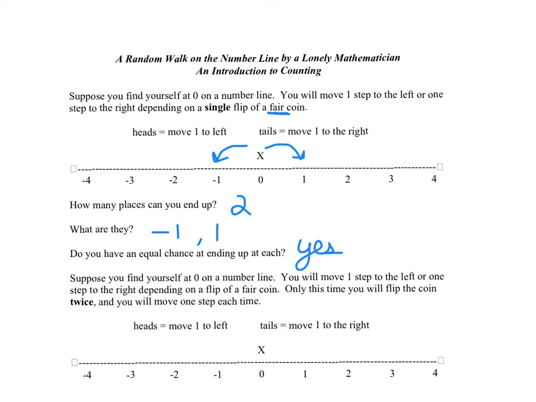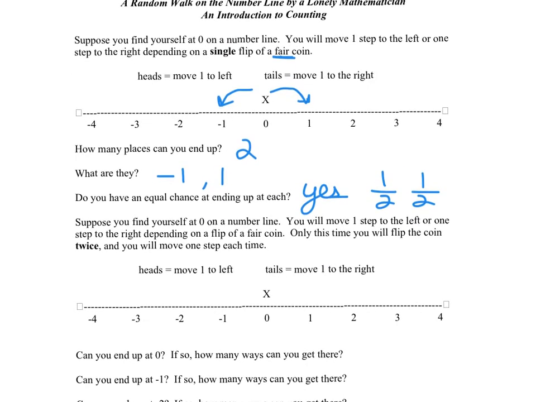It doesn't ask you here, but the probability of landing at -1 or 1 are both 1/2. There's only two options, and both are equally likely. So the probability of landing on -1 is 1/2, and the probability of landing on 1 is 1/2. All right, well, let's increase the complexity a little bit.